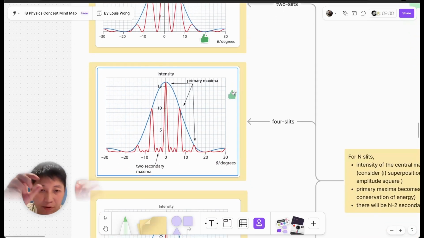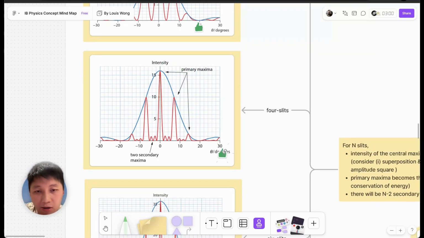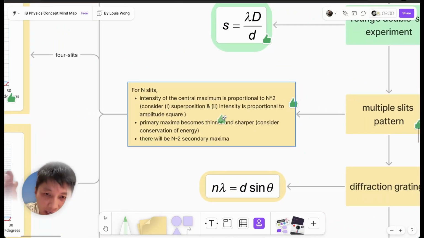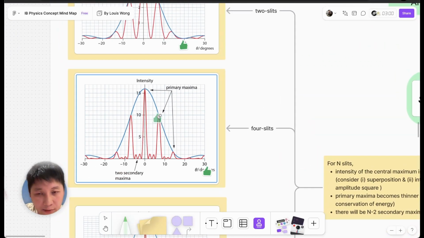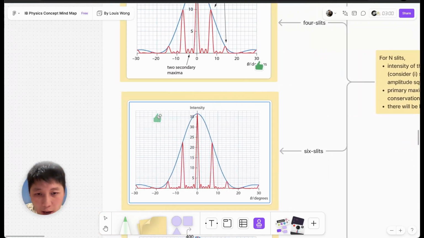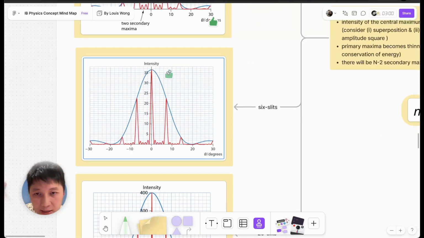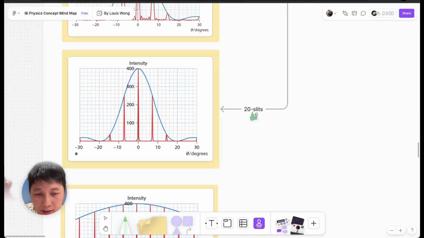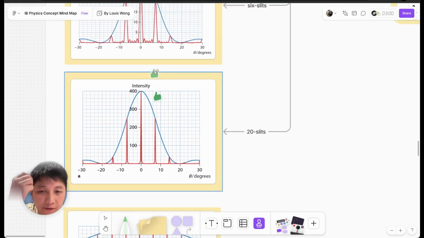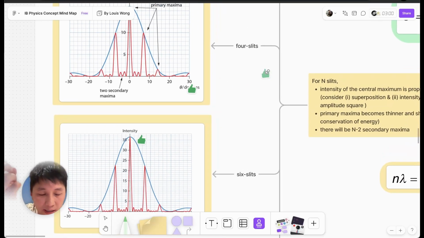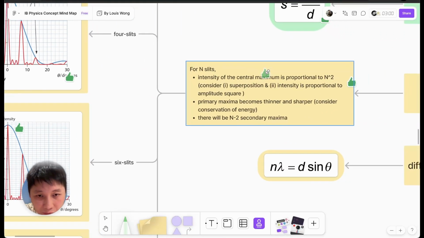For 4 slits, because there are 4 sources, the amplitude at the central maximum will be 4 times, so 4a. But this is intensity, and intensity is proportional to amplitude squared, so it becomes 16 times. That's why it's always squared. In the 6 slits case it will be 36, and the 20 slits case will be 400, if the original intensity is 1. It's a relative intensity here in the diagram.